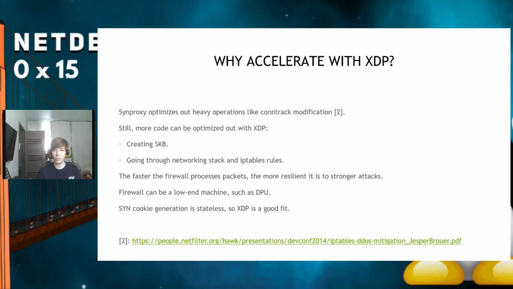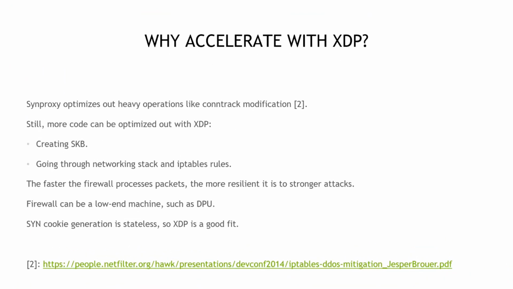Such an optimization increases the packet processing speed, making the firewall more resilient to stronger attacks. Alternatively, the firewall can run on a lower-end machine, such as a DPU, data processing unit, inside the NIC, without sacrificing the baseline performance of Synproxy.